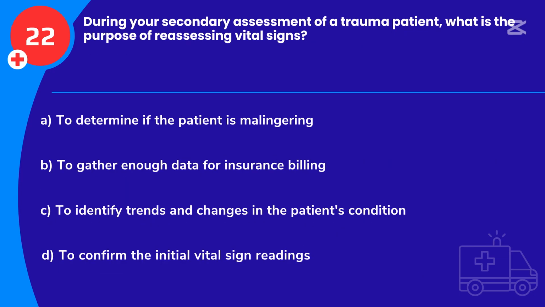Question 22. During your secondary assessment of a trauma patient, what is the purpose of reassessing vital signs? A. To determine if the patient is malingering. B. To gather enough data for insurance billing. C. To identify trends and changes in the patient's condition. D. To confirm the initial vital sign readings.